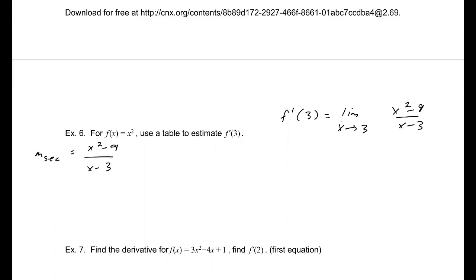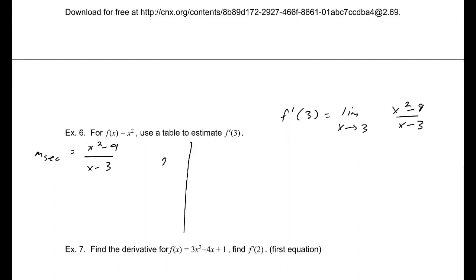So as you approach 3 is the idea. So as I approach 3, say at a value of 2.9, this is x squared minus 9 over x minus 3. At a value of 2.9, it is 5.9. At a value of 2.99, we have 5.99. So it appears that it might be getting close to 6.